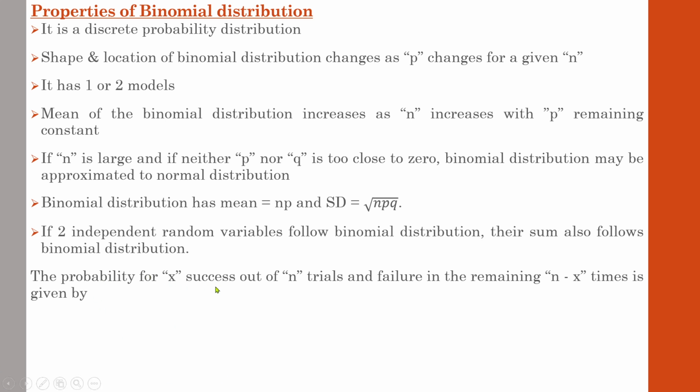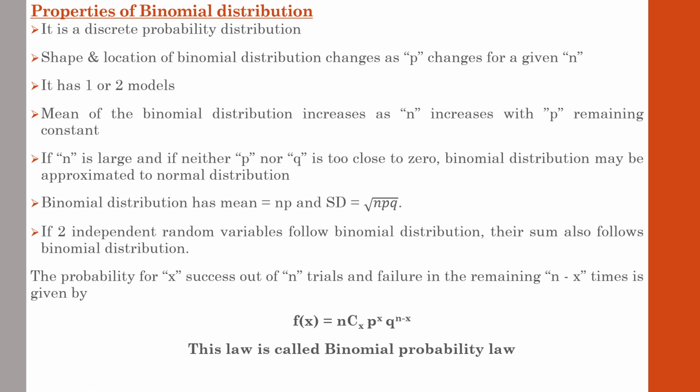So the probability of x successes out of n trials, with failure occurring n minus x times, is represented by the function f of x equals nCx, p raised to x, and q raised to n minus x. This was the equation which we discussed in the previous slide. I just repeated the same here, and this is known as the law of binomial probability, otherwise known as the binomial probability law. It is an important law. We will be discussing many cases with regard to this binomial probability law.